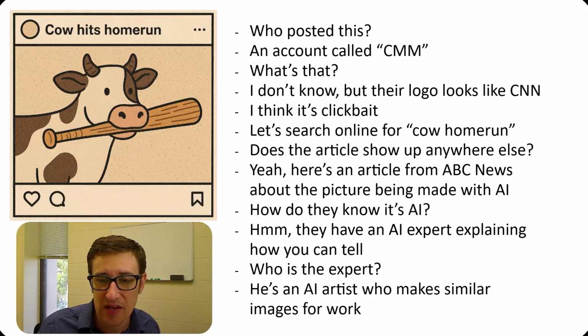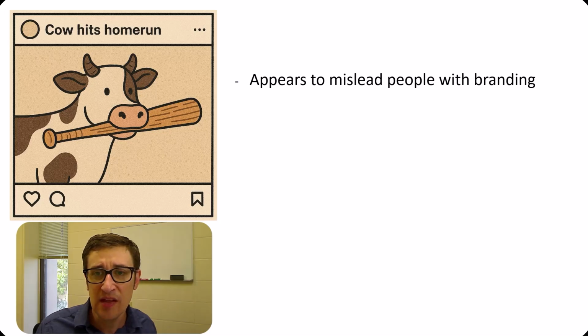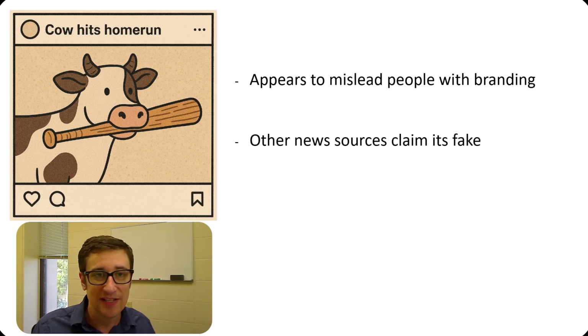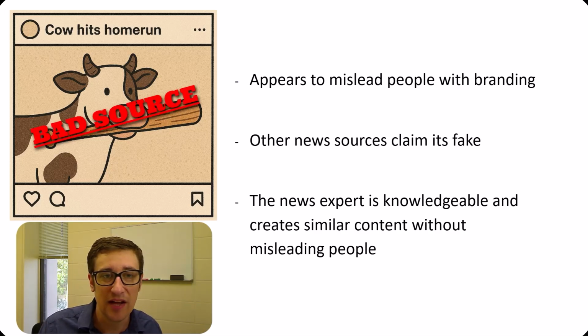Who's this person? Well, he's an AI artist who makes similar images for work. Okay, so he uses the technology in a similar way, so he knows a lot about how it works, but he's not trying to cover up what he's doing. He says he's making AI images. These people haven't said that this is an AI image. So it appears to mislead people with the branding, right? It wants to look like a legitimate site. Other news sources are saying it's not real, and they got an expert on board who seems pretty knowledgeable about it, and he says it's not real either. So I'm going to say it's a bad source.